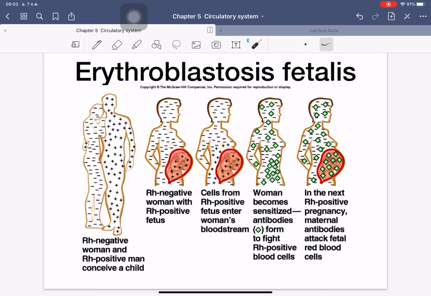But the second time, when this female has a second baby who is Rh positive, the antibody D from the mother's body will destroy the fetus. So when the fetus is born, it will have blood problems. The blood cells become broken, and the body of the baby becomes green, because the blood cells are broken. That disease we call erythroblastosis fetalis. Okay, this is the problem for the baby. Thank you.